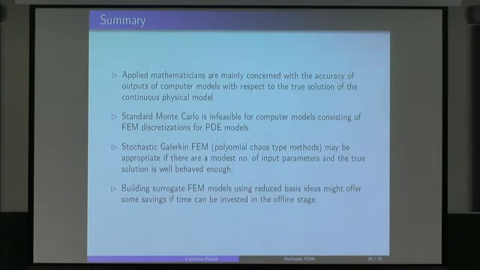There's two particular kinds of methods that I talked about: stochastic Galerkin finite element methods, polynomial type approximations. They can be very efficient and much quicker than standard sampling methods, as long as the number of input parameters is relatively low and the solution is well behaved enough. And then the final thing that I talked about, building surrogate models using reduced basis ideas, they can also offer some time savings, but only if you can invest enough time in building the reduced basis in the first place.